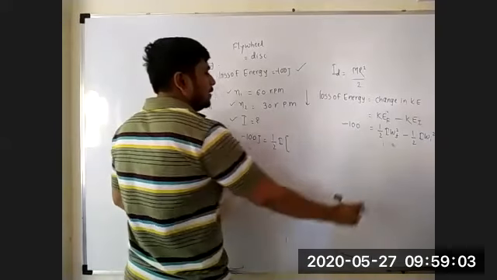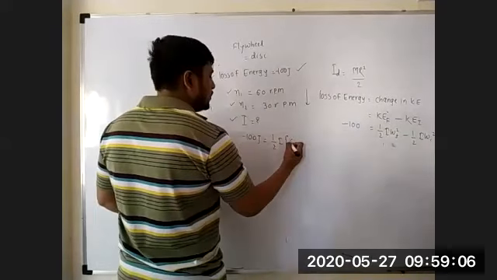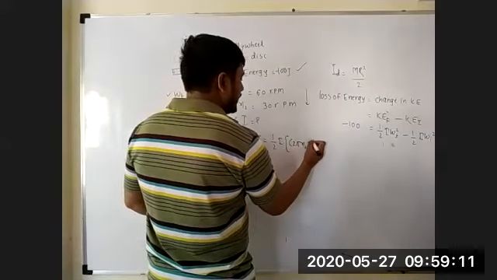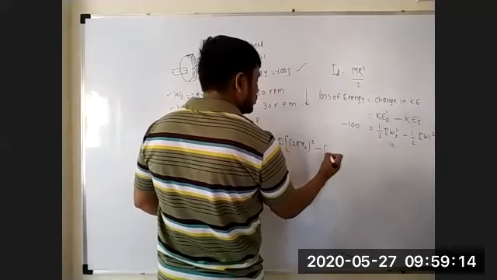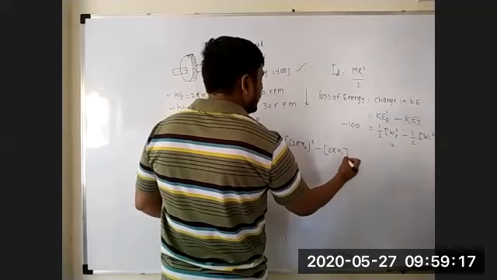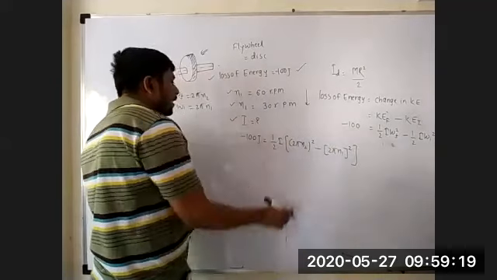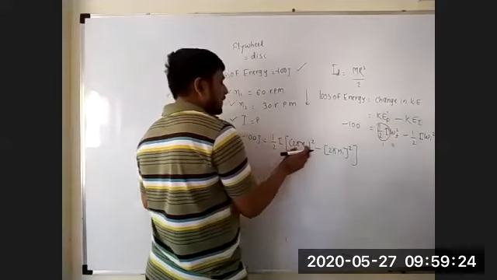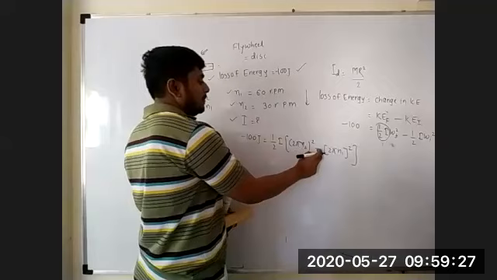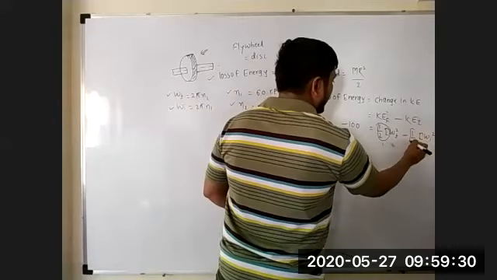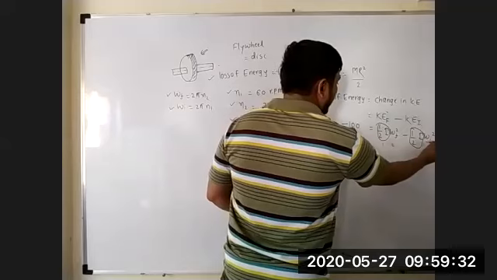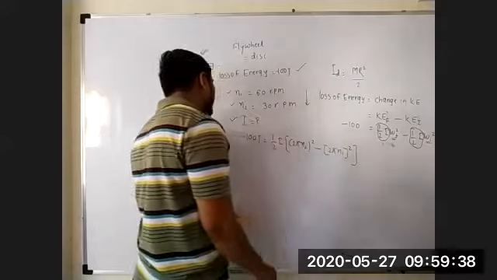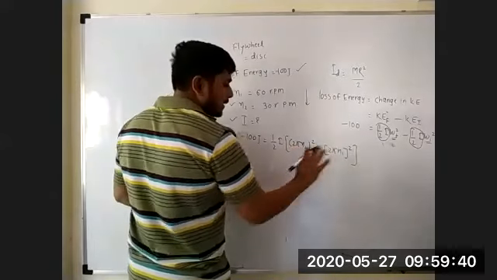So in the bracket, omega final square, that is (2π n2) square, minus omega initial square, that is (2π n1) whole bracket square. Because if I take 1 by 2 I common from here, what will remain? Omega final squared minus omega initial squared, which is the subtraction of omega final and omega initial.